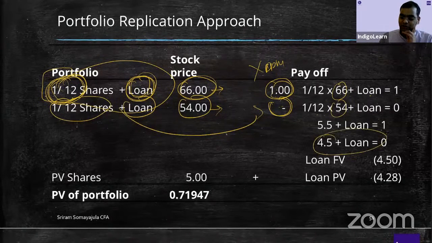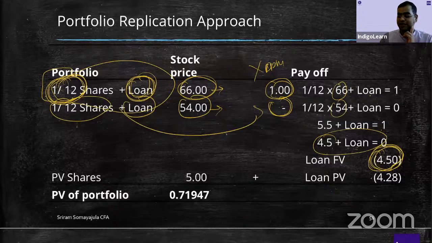So what is the value of the loan? 4.5 plus loan is equal to 0, so you take the loan to the other side. Loan is equal to minus 4.5. That is, you are taking a 4.5 rupee loan. Or rather, the value of the loan at the future date is 4.5. You have not taken the loan at 4.5. The loan's future value is 4.5.